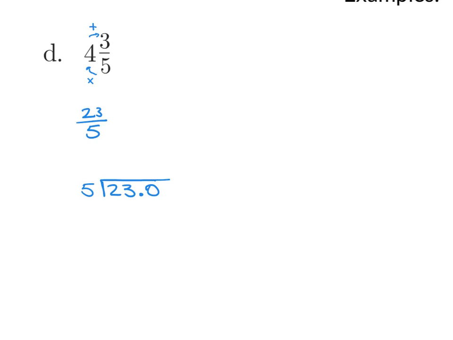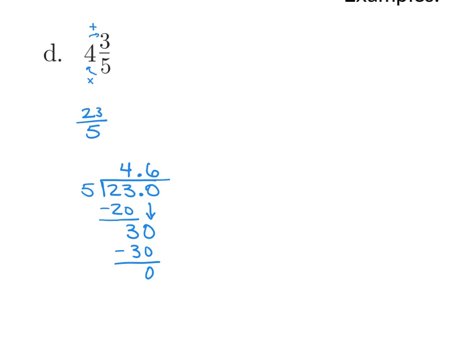All right, 5 goes into 23 4 times. 4 times 5 is 20. Subtract, we get 3. I add a decimal point and a 0 because I'm going to have to bring it down. And we get 5 goes into 30 6 times. 6 times 5 is 30. We have our 0. And I can go ahead and move my decimal point up into my answer. So that's one way you can do this.